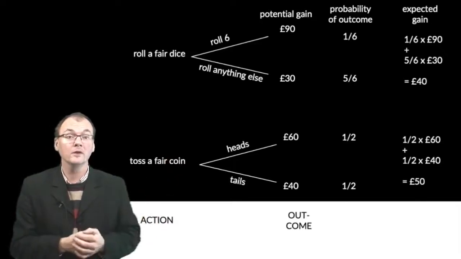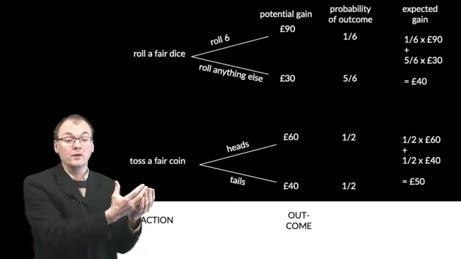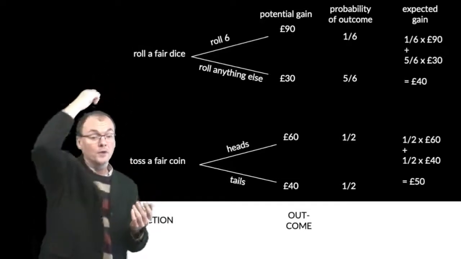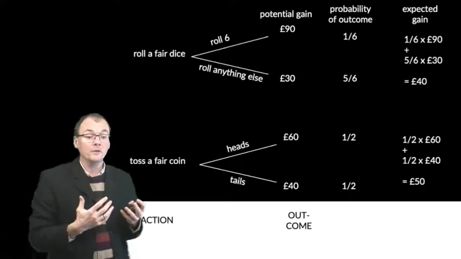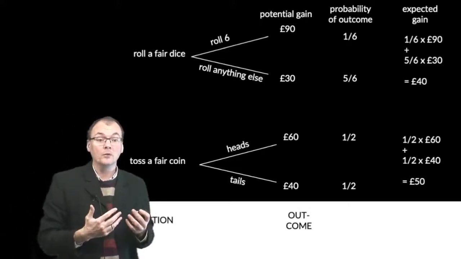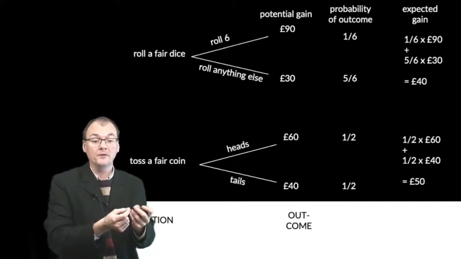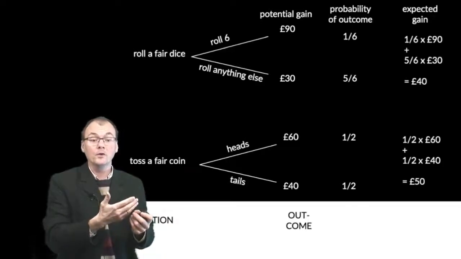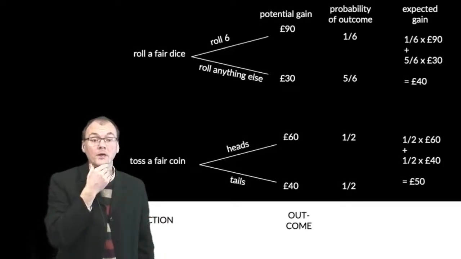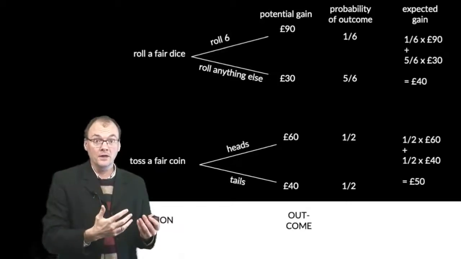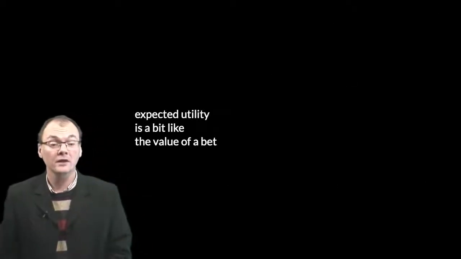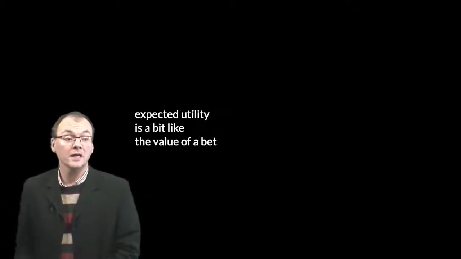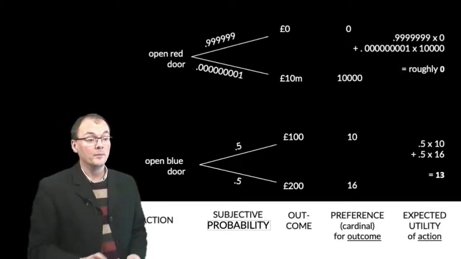What you will expect on average to do with this option is to take £50 off me, whereas this one will be less costly. So I take it this is an extremely simple, familiar idea. We're just using really simple maths to work out which of two possible bets would be the better one for you to take. But if you follow this, then you certainly understand the notion of expected utility, because expected utility is a bit like the value of a bet.